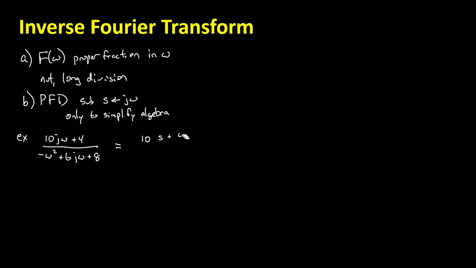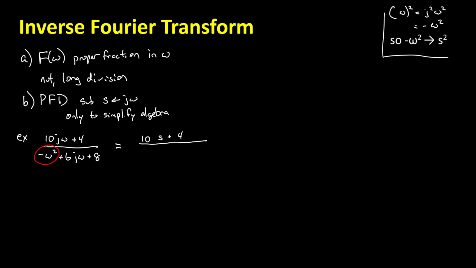So that would be 10s plus 4 over, now here's a problem, how do we get minus omega squared by substituting s for j omega? We'll realize that j omega squared is equal to j squared omega squared, which is minus omega squared. So whenever you see a minus omega squared, that's your clue that it is in fact the same thing as j omega squared. And so that's the same thing as s squared.